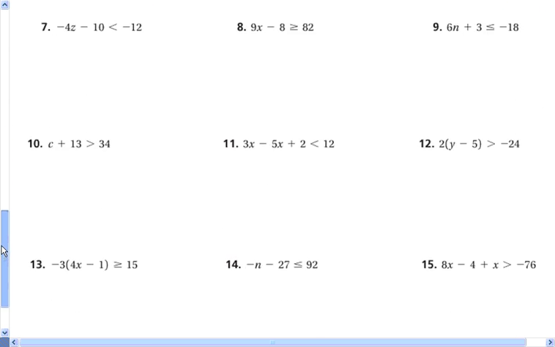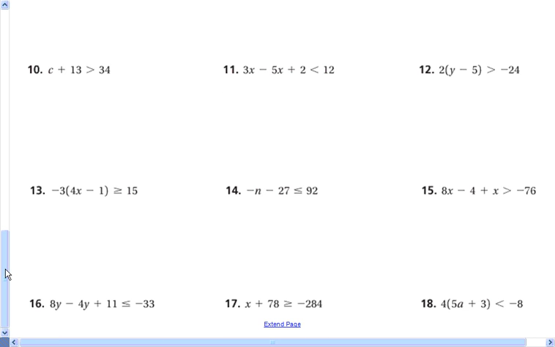Let's see, I'll do number 13. Number 13, one thing you can do first is divide both sides by negative 3. If you do that, then you end up with 4x minus 1 is less than or equal to, notice I reversed the sign, and 15 divided by negative 3 is negative 5. Add 1 to both sides, and you get 4x is less than or equal to negative 4. Divide both sides by 4, and you get x is less than or equal to negative 1. All right.